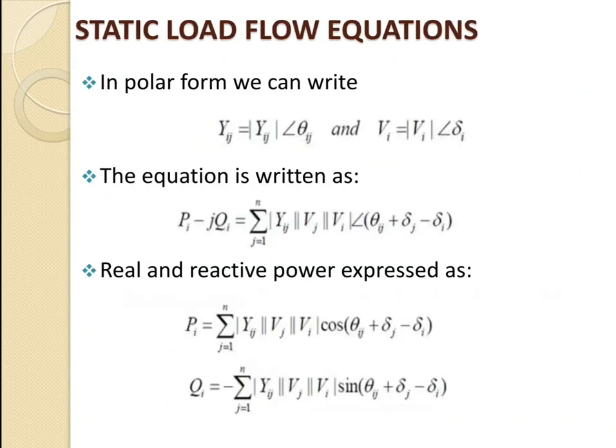We get the equation for the real and reactive power, which can be expressed as Pi equal to summation of j equal to 1 to n, Yij Vj Vi cos(theta ij plus delta j minus delta i), that is the equation for the active power, whereas the reactive power is given by Qi equal to minus summation of j equal to 1 to n, Yij Vj Vi sin(theta ij plus delta j minus delta i). This is the equation for the real and reactive power, which can be considered as the static load flow equation.